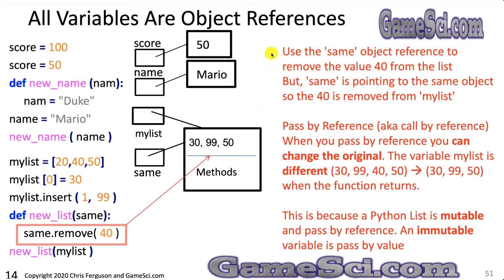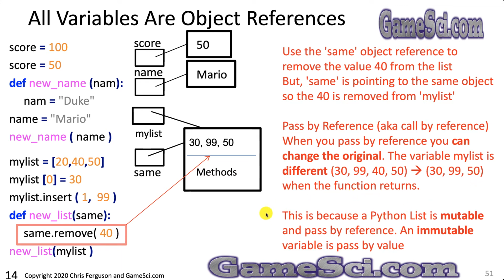Use the same object reference to remove the value 40 from the list, but same is pointing to the same object, so 40 is also removed from mylist. Pass by reference, aka call by reference. When you pass by reference, you can change the original. The variable mylist is different. Before the call, it contained 30, 99, 40, and 50. After the call returns, mylist will be different. It will contain 30, 99, and 50 when the function returns.